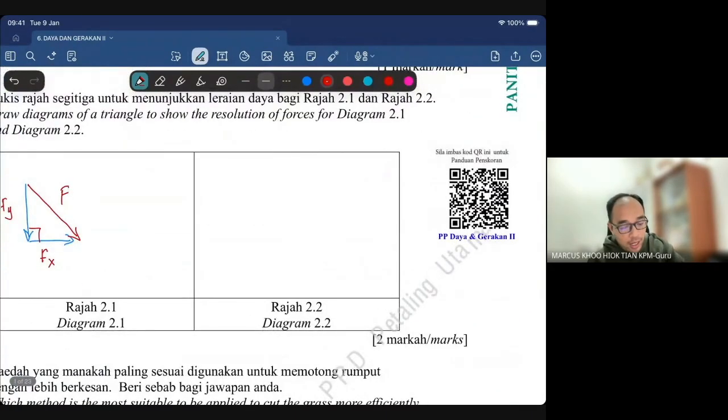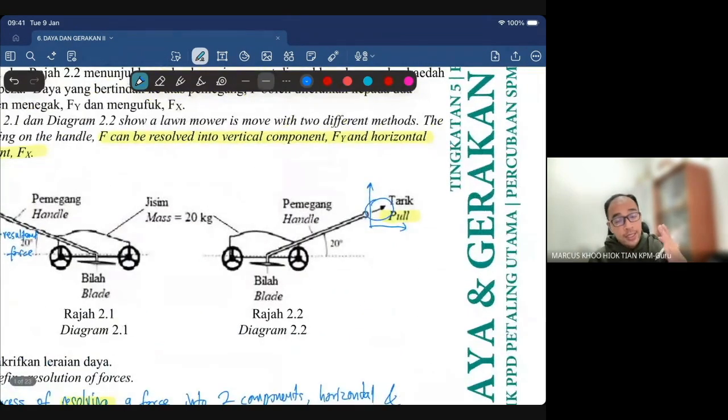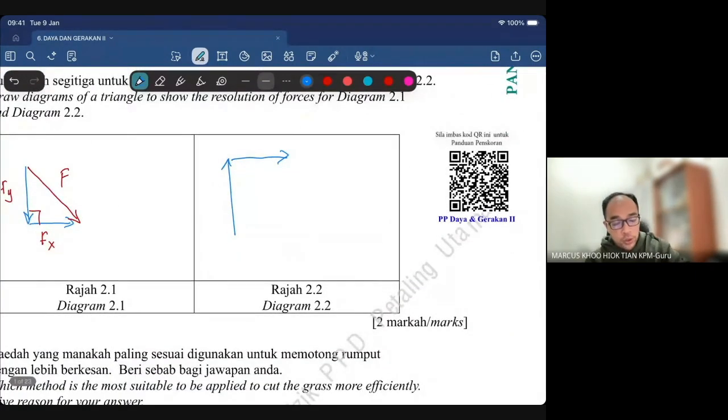So we start with the up one first. Up, and then after that, remember the original force is upright. This one, this is the original force. So make sure you complete the triangle. It doesn't have to be very perfect, except that you need to make sure that this is marked as 90 degrees. And then, of course, label the vertical component as Fy, the horizontal component as Fx, and the resultant force as F.